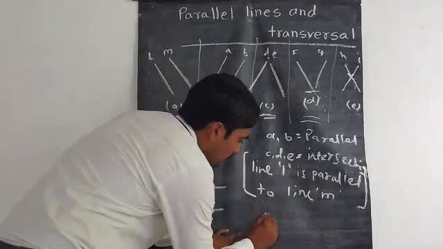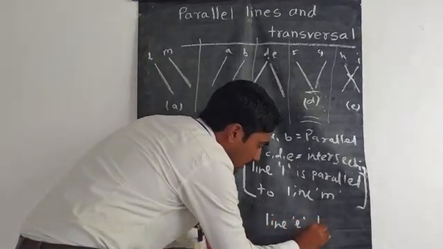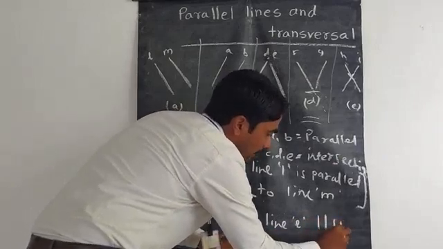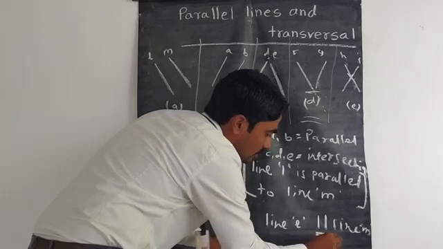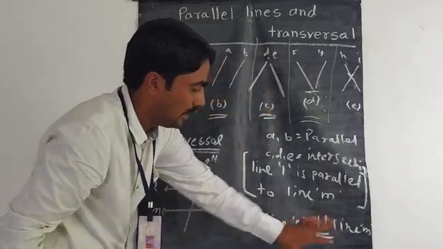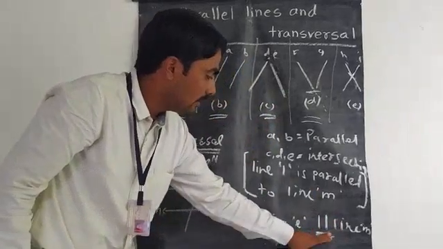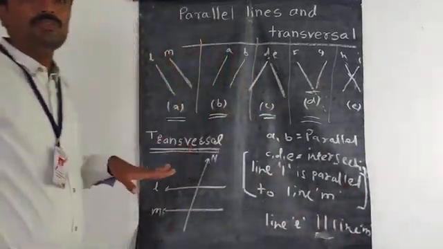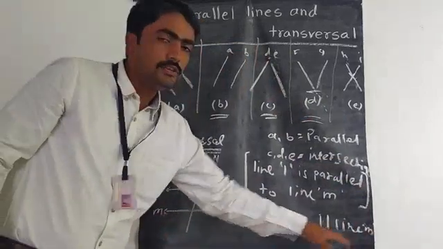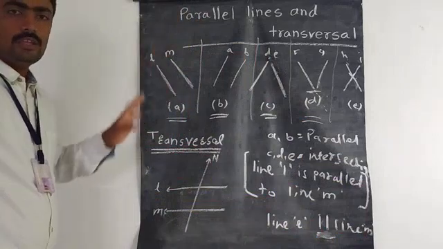That is, line L, parallel to line M. This is the symbol of parallel lines. This is the symbol of parallel lines. Write down what I have drawn below. That is, line L is parallel to line M. In this way, you have to write the statement that line L is parallel to line M.